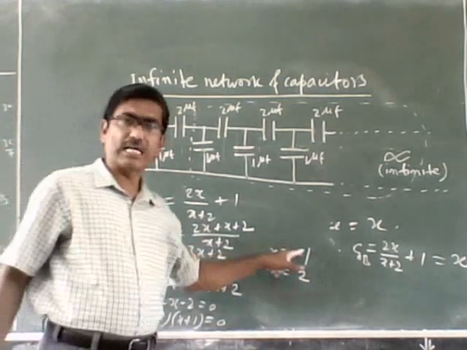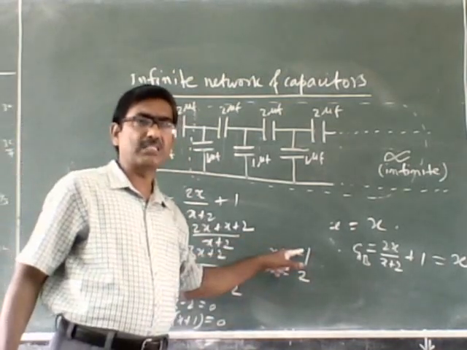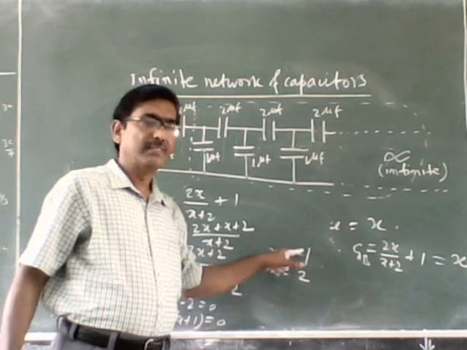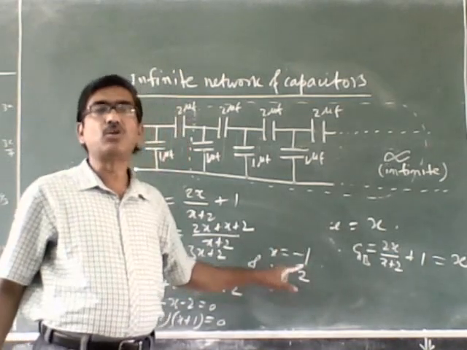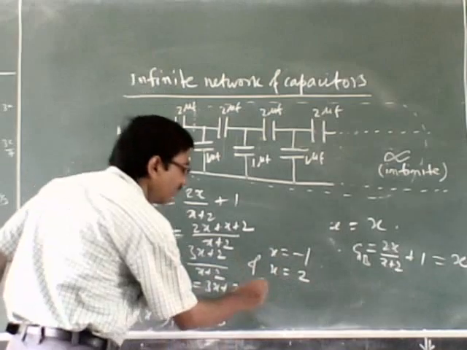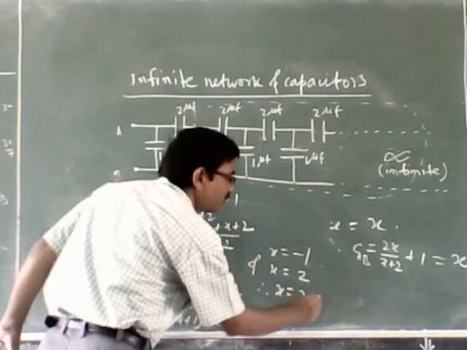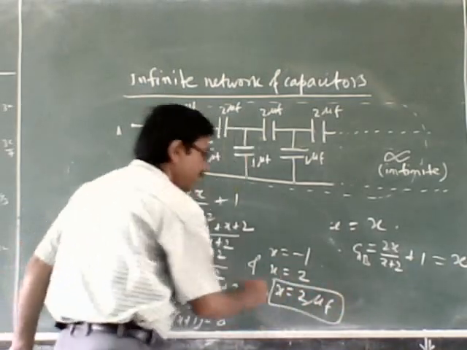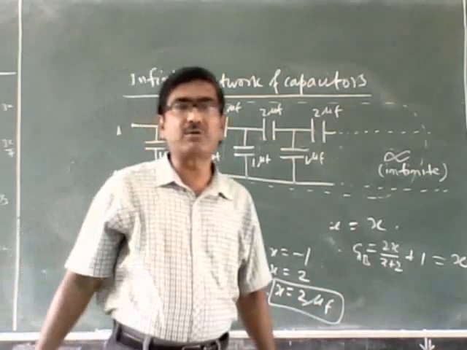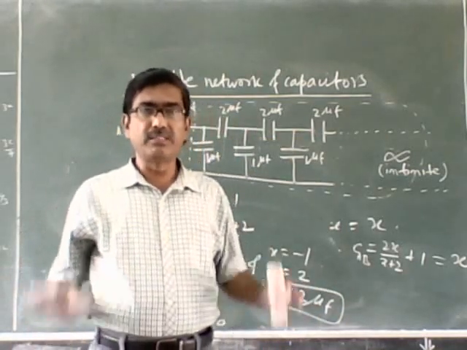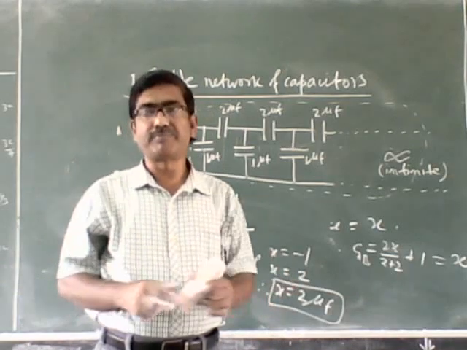But a negative value is not accepted here. The equivalent capacitance cannot be minus 1 microfarad. Then what will be the equivalent capacitance? 2 microfarad. Therefore, your answer is X equal to 2 microfarad. The equivalent capacitance of this network is 2 microfarad. Is it clear? Okay. Thank you.